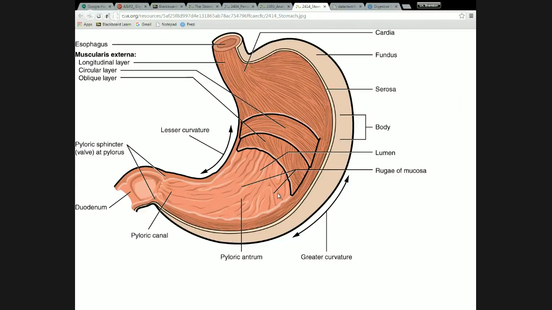And then it ends in the pyloric region, which has two parts, the pyloric antrum and the pyloric canal. The word antrum basically is a Latin word for outside room or waiting room or something like that. And so it's just the part of the pylorus that leads to the pyloric canal.